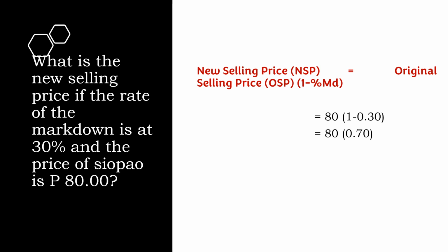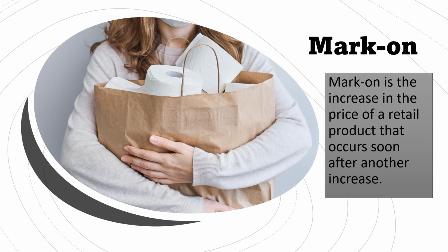So 80 times 70 hundredths, since 1 minus 30 hundredths is 70 hundredths. Now let us multiply. 80 times 70 hundredths is 56. So the new selling price after the markdown is only 56 pesos. Now we're done with markup and markdown. Let us proceed to mark-on.